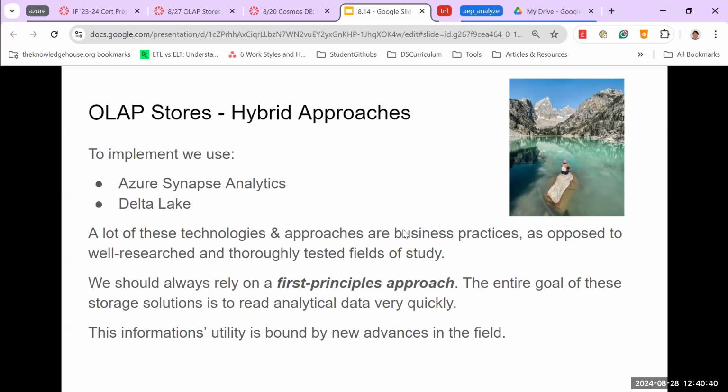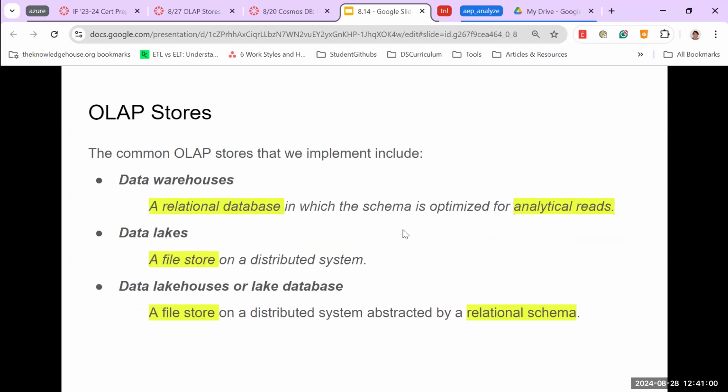Now, I know I'm throwing a lot of different terminology and new concepts at you. One thing to note is to always rely on a first principles approach. Think about what you're trying to accomplish and consider, after learning about these different tools, how they will help you accomplish it. If you find out that really all you need is a relational database, then it's best to really go simple.